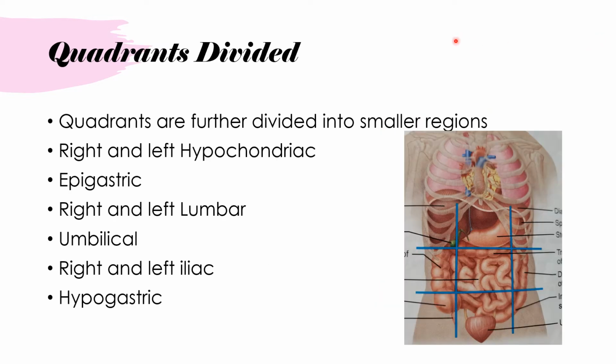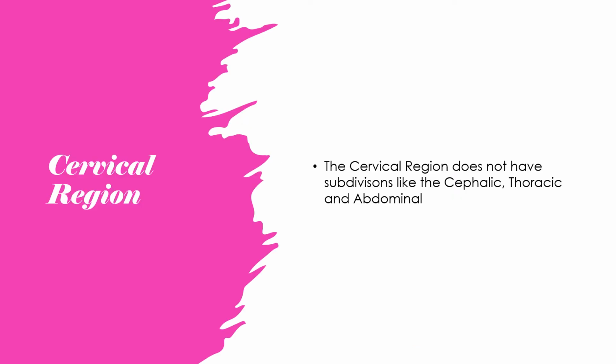The quadrants we just discussed are going to be divided into smaller regions, which you have the right hypochondriac, the epigastric, the left hypochondriac, the right lumbar, the umbilical, the left lumbar, the right iliac, the hypogastric, and the left iliac. The cervical region does not have subdivisions like the cephalic and thoracic.